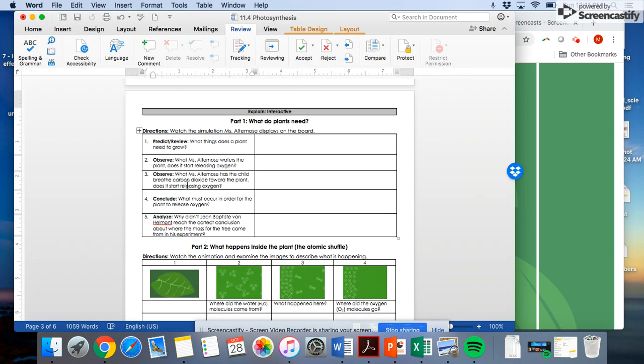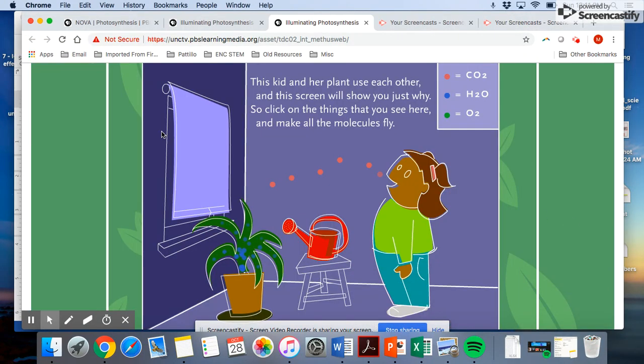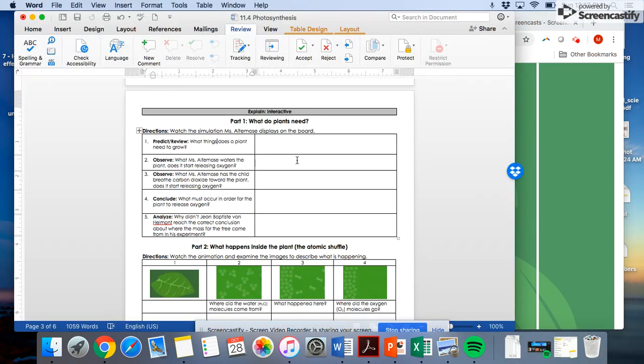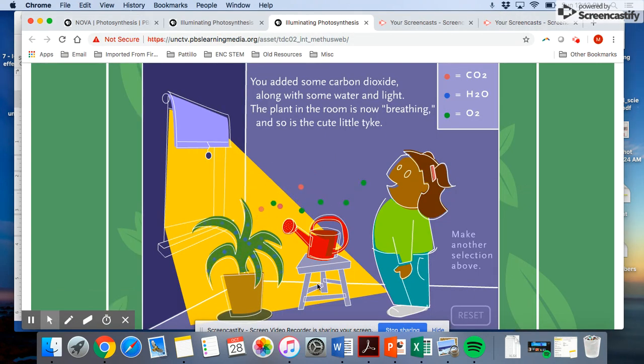And so the last thing we need to do is we are going to now open the blinds. And once we do that, what does the plant start releasing? What is coming out of the plant that the girl needs to breathe? You can use this key to find out. And so based on that, I want you to tell me what must occur in order for the plant to release oxygen. What things does the plant need? And I'll show you a couple different parts.